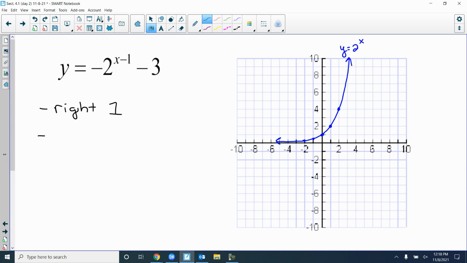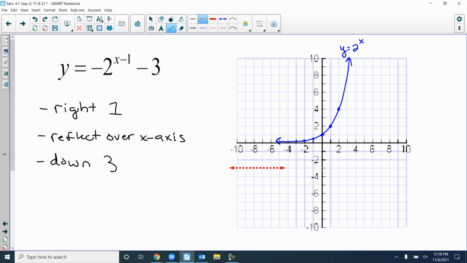What about the negative in front? Is that over the x-axis? That is going to be over the x-axis. Okay, so it's going to reflect over the x-axis. And lastly, it will go down 3. Now, when it moves up or down, I am going to put in the horizontal asymptote because it will either be a floor or a ceiling. Like it won't go below it or it won't go above it, depending on how it's shifted.